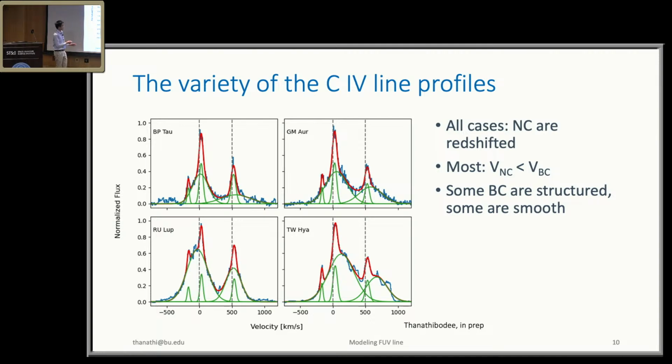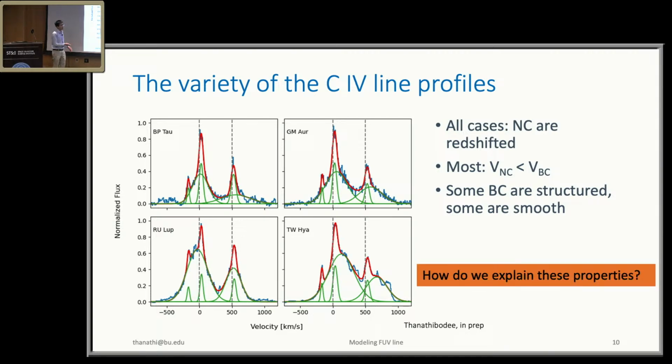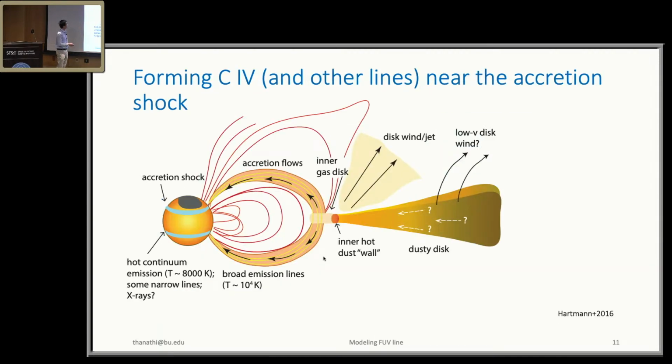Some broad components are smooth, like GM Orionis. You can fit it pretty well with a Gaussian. Gaussian fits very well. Some are not as smooth. Some have some structure here, like TW Hydra. So how can we come up with a model to explain all this?